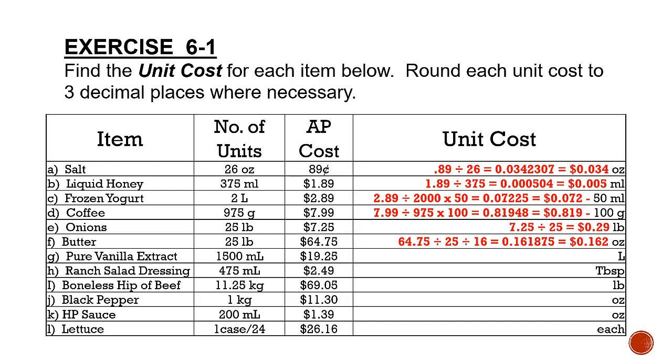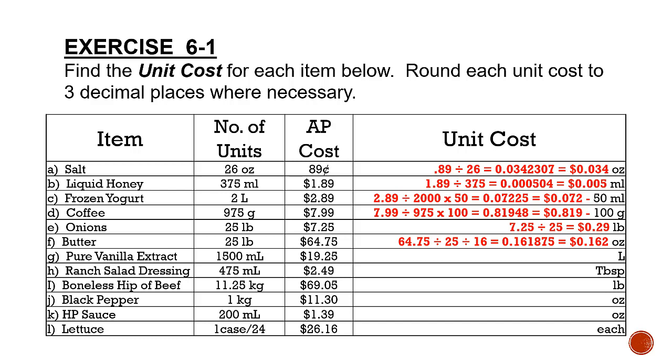So in this example, we divided the price we paid by 25 pounds. So $64.75 divided by 25 pounds. That gave us the cost of 1 pound. So we divided the cost of 1 pound by 16, the amount of ounces in a pound, and we get $2.162 per ounce.